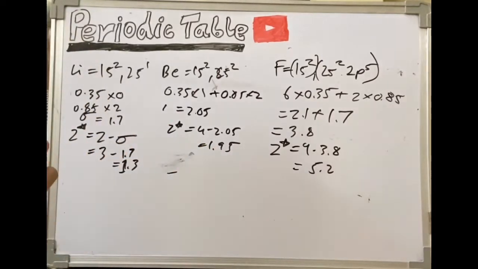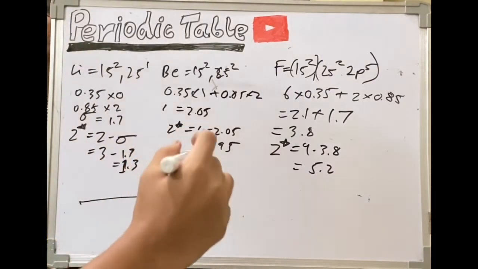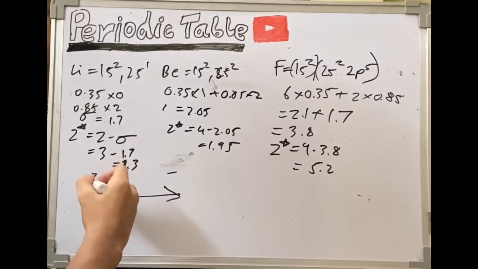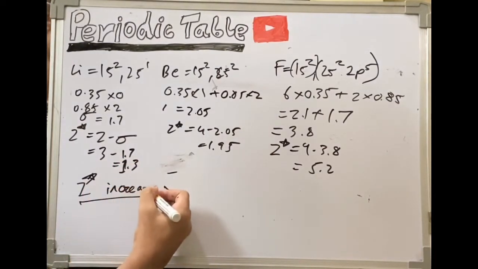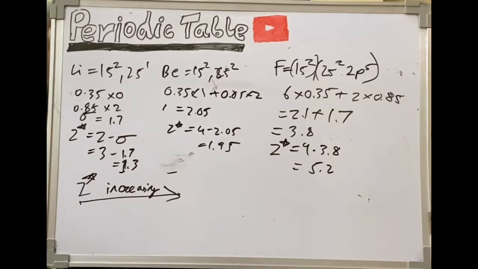So as you can see from left to right, the Z effective is increasing. So can we say that the nucleus is holding the electrons more tightly as we go from left to right, and thus we can conclude that atomic radius will effectively decrease because it's attracting the outermost electrons with much more force as we go to the right hand side? Yes. So hence we can say that from left to right the atomic radius decreases.